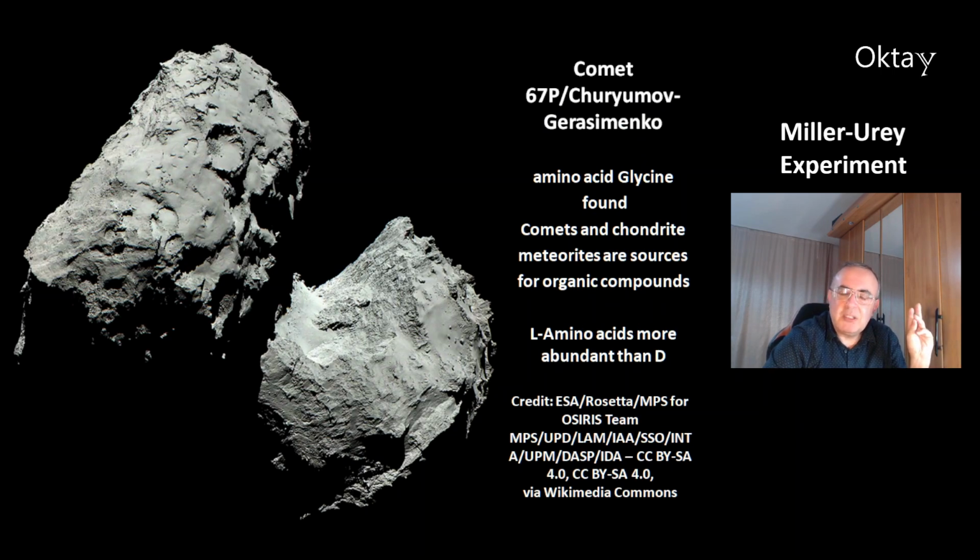This is another source for amino acids. That's objects from space, like the comet 67P Churyumov-Gerasimenko. This comet contains amino acids like glycine. Comets and chondrite meteoroids are sources for organic compounds. And one very interesting thing is that the L amino acids are more abundant than the D amino acids.